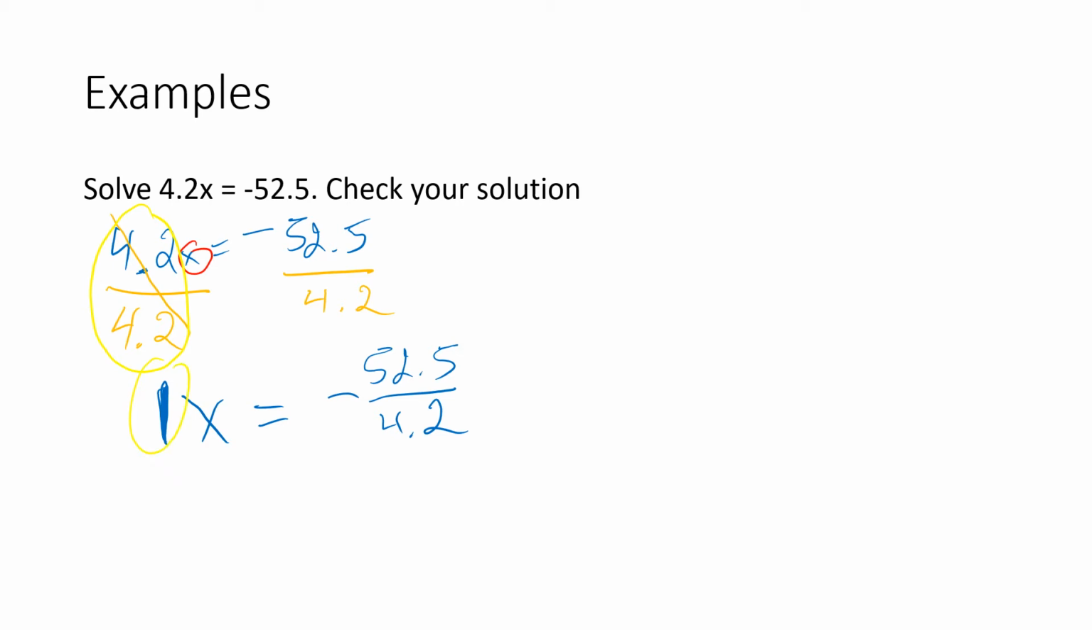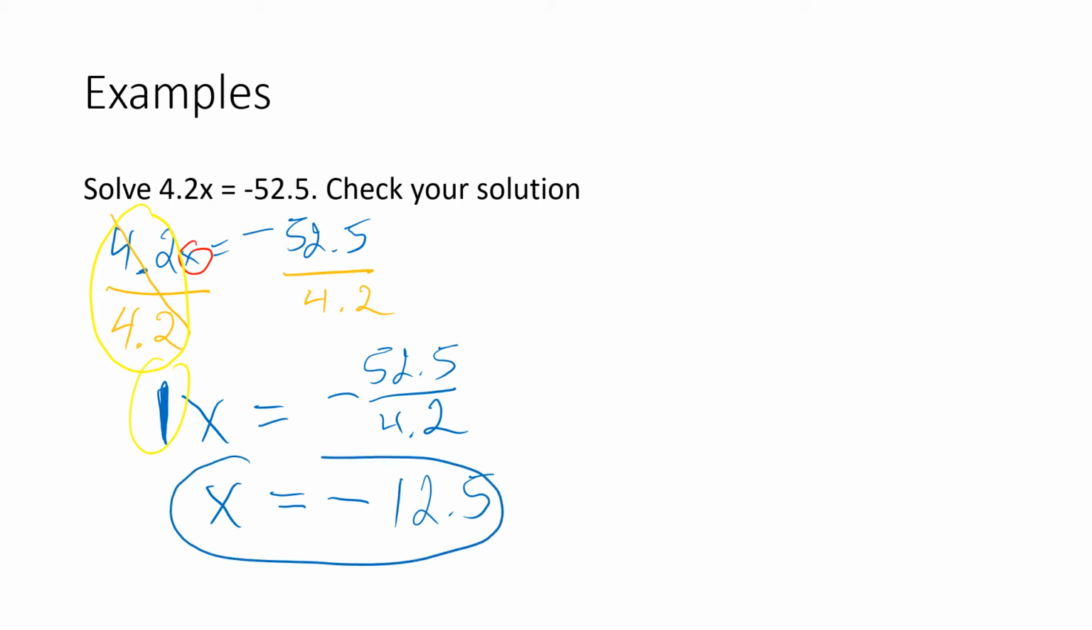All right, so if we type 52.5 divided by 4.2 in our calculator, we find out that x equals, we're going to keep that negative sign because there's only one of them, 12.5. So that is our solution, right? This is our solution. And now we need to check it.